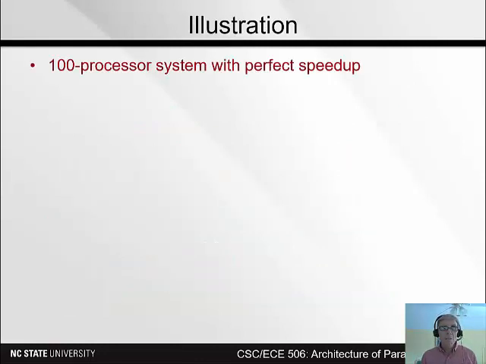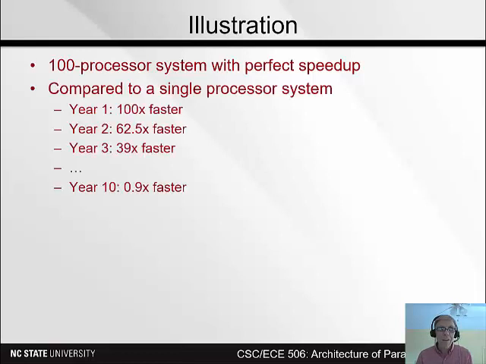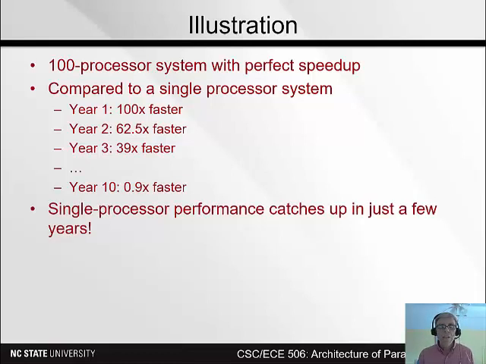Well, consider a 100 processor system with perfect speedup. If you had perfect speedup in an application, and it is a rare application that can give you that kind of speedup, it would be 100 times faster in year 1. It would be 62.5 times faster in year 2, and by the time you got to year 10, it would be slower than a new single processor system. So it's pretty clear that the performance advantage of multiprocessors went out of effect pretty quickly in those days. Single processor performance caught up in just a few years.